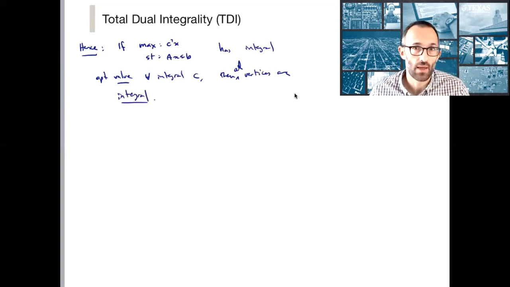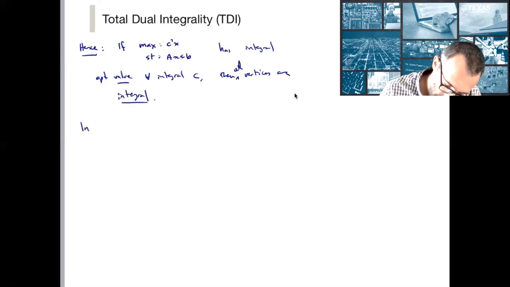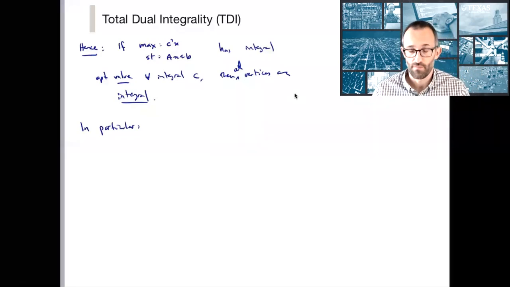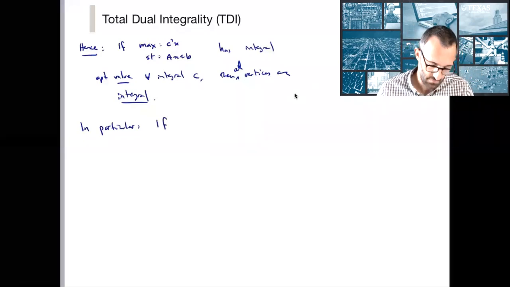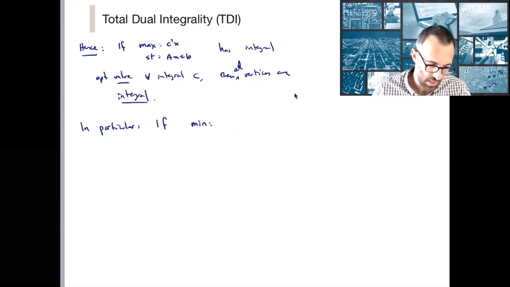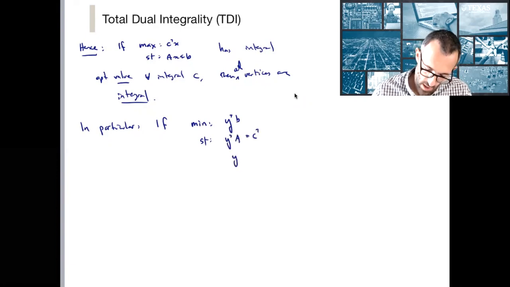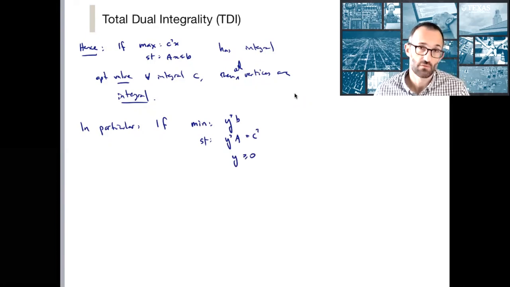Okay, that's what this result says. And now let's think about what in particular it says, and this is going to be the connection with duality. In particular, if the dual of this problem, which is minimize Y transpose B subject to Y transpose A equals C transpose and Y non-negative, has an integral solution for every integral C, then the primal polytope is integral.